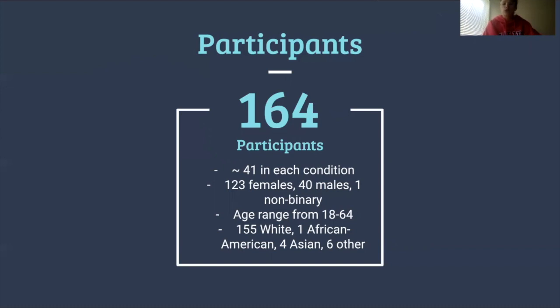The age range was between 18 years old and 64 years old, which we think provided a large sample size and diverse age range, which gave us a pretty good telltale of the sample and who was really involved in this study. There were 155 white participants, 1 African American or Black participant, 4 Asian participants, and 6 others, which again provided a huge diverse range and also just gave us a really good sample size.